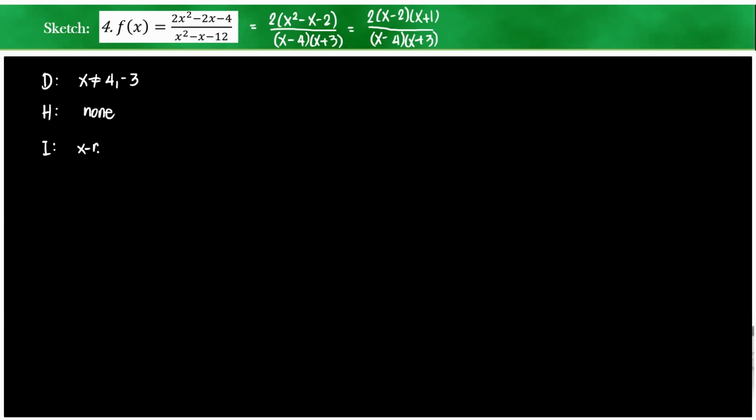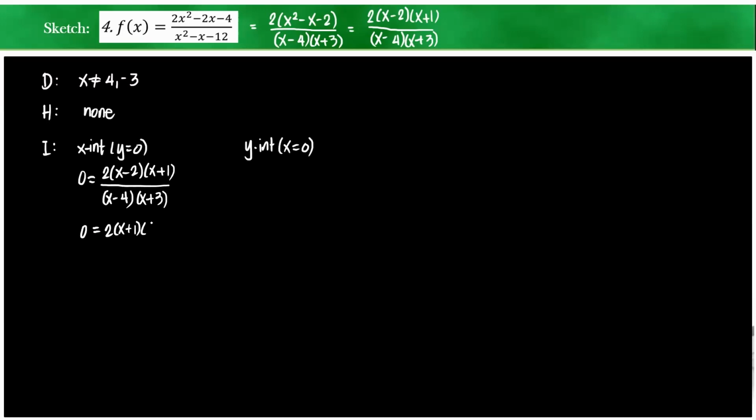For the intercept, there are two types. X-intercept when y is 0, and y-intercept when x is 0. So again, let's substitute: 0 equals 2 times x plus 1 and x minus 2, all over x minus 4 and x plus 3. Therefore, x is either -1 or 2. So some of you might say, it's (-1, 0) and (2, 0). That's correct.